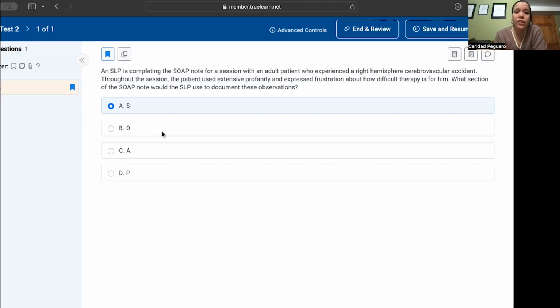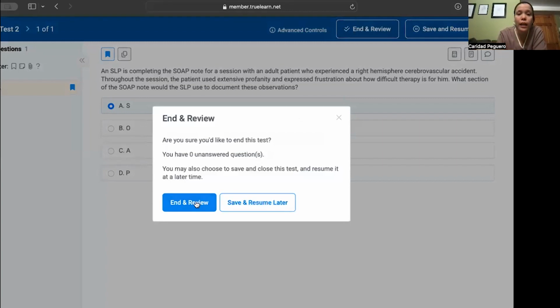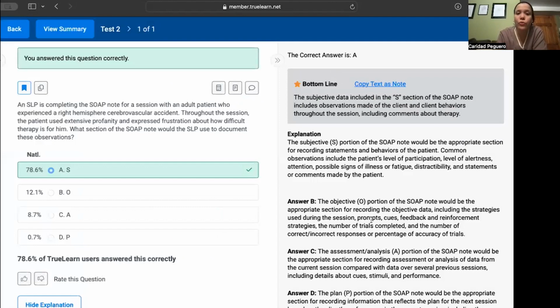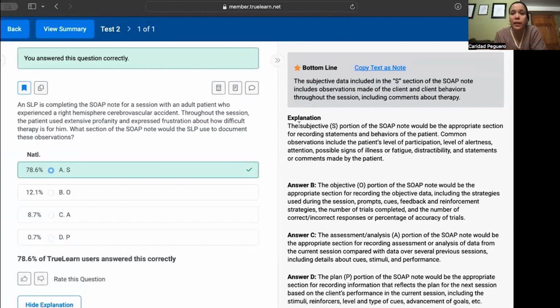So for this answer, I would pick A, which is S for the subjective, because the patient did use profanity and express frustration about how difficult therapy is for him. So now we're going to go ahead and review, and we got it right. TrueLearn is great because it gives you an explanation and it goes over the question.